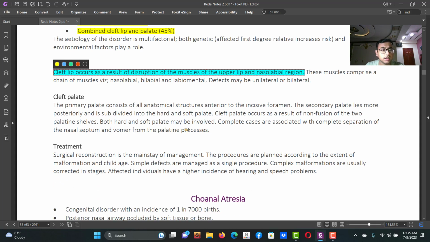Okay, now the cleft palate. The primary palate consists of all anatomical structures anterior to the incisive foramen. The secondary palate is more posterior and is subdivided into hard and soft palate. Cleft palate occurs as a result of failure of fusion of the 2 palatine shelves. Both hard and soft palate may be involved. Complete cases are associated with complete separation of the nasal septum and vomer from the palatine process. So there is another defect of the palate, where it is congenitally not fusing together or has a foramen there.